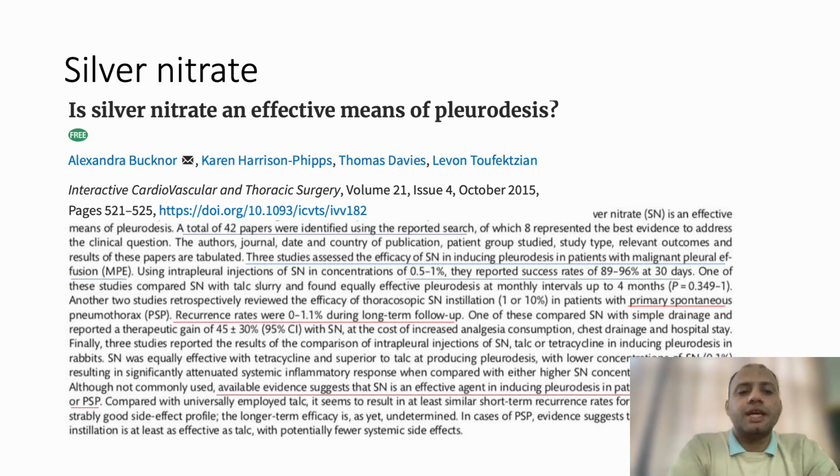On silver nitrate, in many studies it is shown to be as efficacious as talc for the management of malignant pleural effusion. Here we can see the article from Alexandra et al., where the evidence suggests that silver nitrate is an effective agent in inducing pleurodesis in patients with PSP as well as MPE.